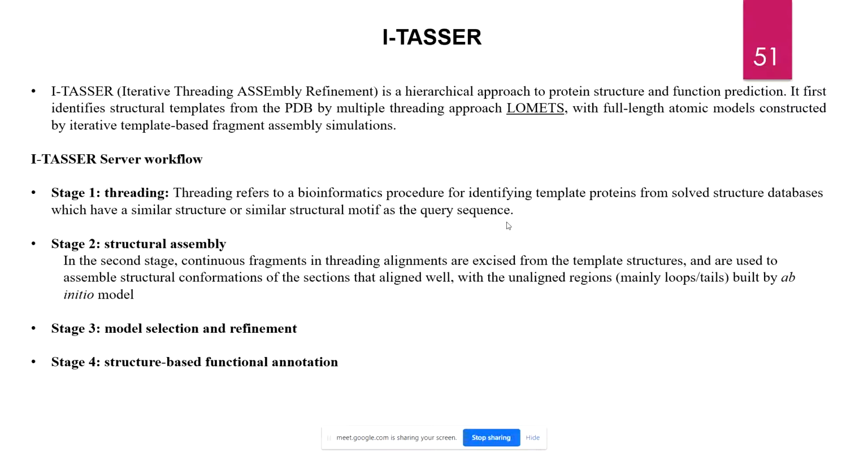In the first stage of I-TASSER, the query sequence is matched against a non-redundant sequence database by PSI-BLAST, and it is done to identify the evolutionary relatives. Because if you can form an evolutionary relative set of various proteins, then it becomes easier to find the proteins which have homology to your protein, right?